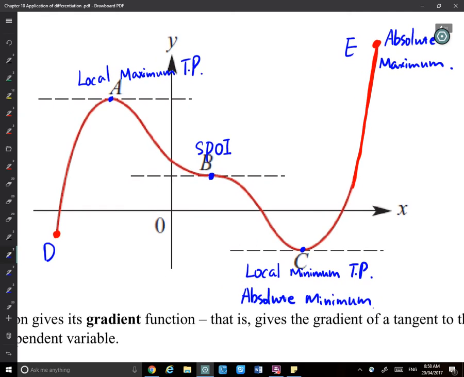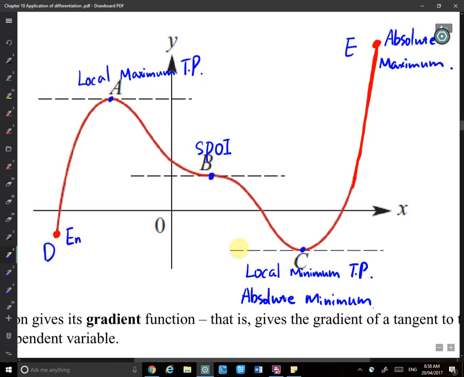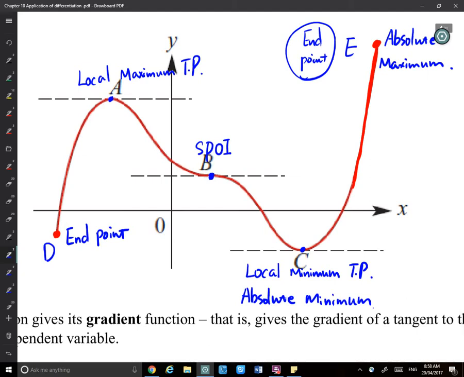How about this D? What's this D? It's called an endpoint. It's not a maximum, it's an endpoint, and this is also an endpoint. So there are 2 endpoints, but they're not maximum or minimum because they're not the lowest or highest value, and they're not turning points, so they're endpoints. Do we have a gradient at that point? No, we can't differentiate at that point.